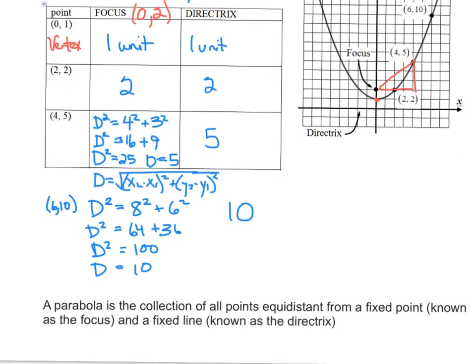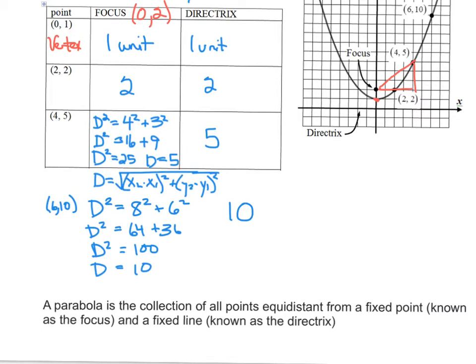You should see that whether you use the distance formula from (6, 10) to (0, 2), or you use the idea of the Pythagorean theorem with the right triangle, you should get that the distance is equal to 10. If I measure directly from that point (6, 10) down to the directrix, counting these boxes, I also got that the distance was 10. So we want to use this idea that the distance from any point on the parabola to the focus has to equal the distance from any point on the parabola to the directrix.